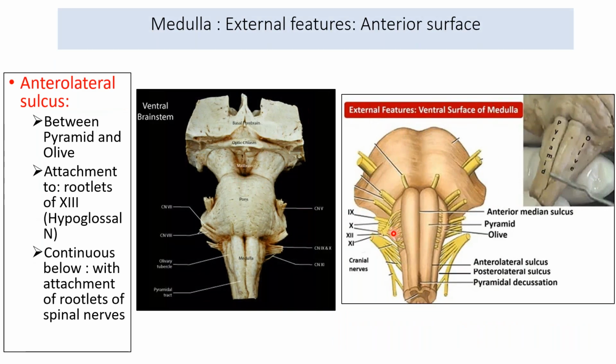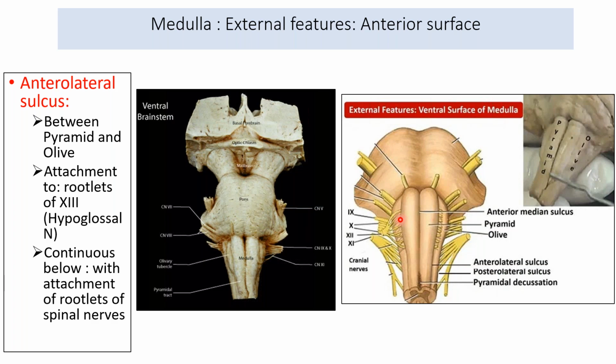Now, there is one more sulcus if you go beyond the anterior median sulcus, the anterolateral sulcus. The anterolateral sulcus is between the pyramid and olive. So between the pyramid and olive, these two sulci are there on the left and the right side. These are the anterolateral sulci. The significance is that through the anterolateral sulcus, you have the origin of the rootlets of the hypoglossal nerves.